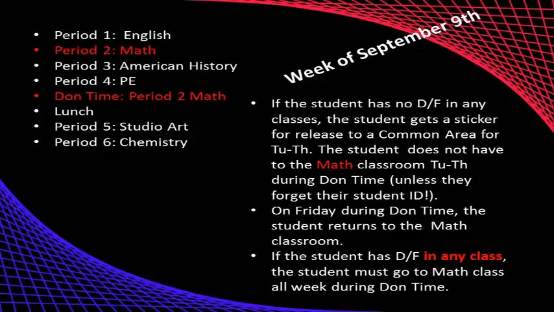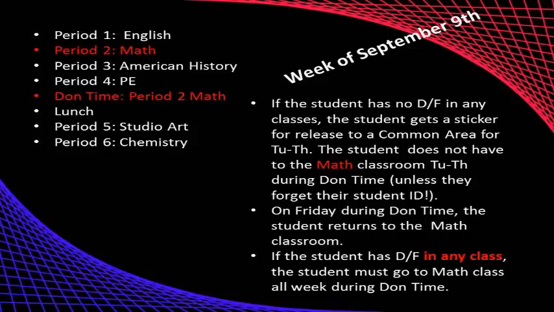As you can see highlighted in red on the schedule, the student in this case has math during second period. So since this week is second period during dawn time, the student will return to his math classroom during dawn time. If the student has no D or F in any classes, the student gets a sticker to celebrate dawn time in a common area for Tuesday through Thursday.